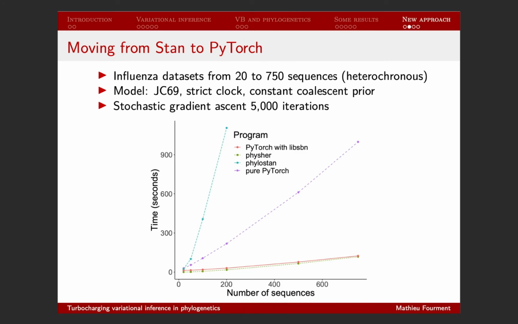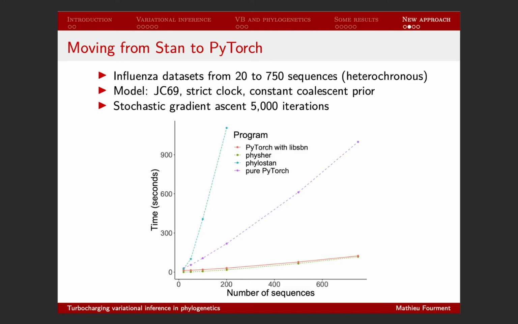So is it good to use Python and then an external library? The library is written in C++, so it's supposed to be efficient. In this experiment, we are using different inference data sets. They're different because they have different sizes. They range from 20 sequences to 750 sequences. The model is JC69, quite easy. We estimate the divergence times. We have a strict clock and a constant coalescent prior.